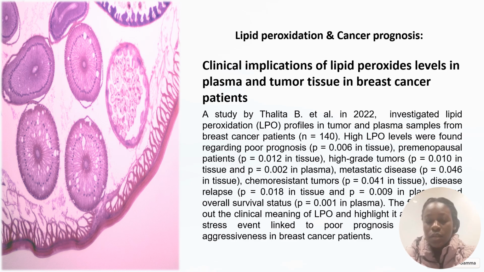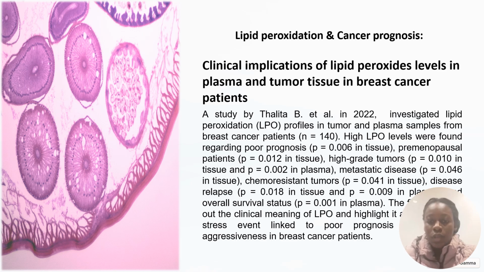So there is a study of clinical implications of lipid peroxide levels in plasma and tumor tissues in breast cancer patients by Talita B. and other authors in 2022. So it investigated the lipid peroxidation profiles in tumor and plasma samples from breast cancer patients. The sample size was 140, and they discovered that high LPA levels were found to be in correlation with, or related to, poor prognosis.